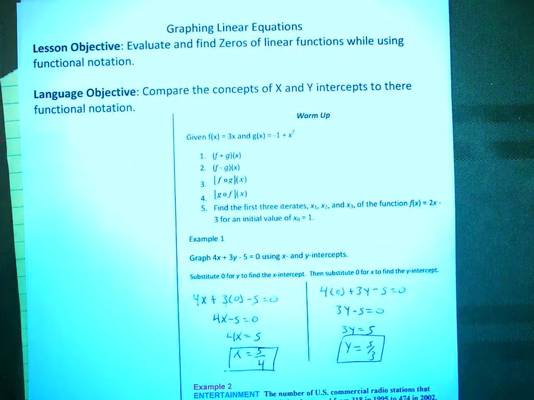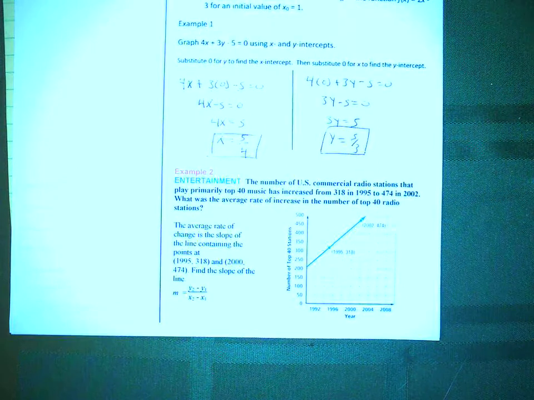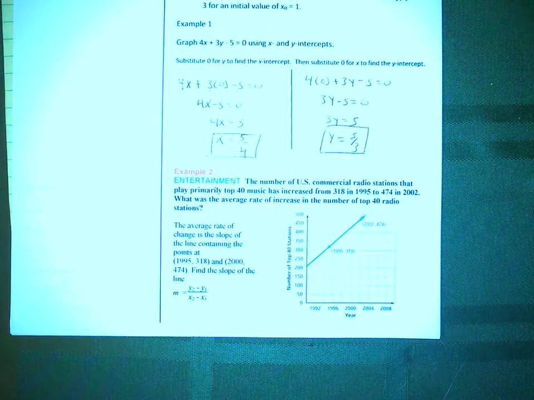Alright, not too terrible. Let's do a little word problem action now. The number of U.S. commercial radio stations that play primarily top 40 music has increased from 318 in 1995 to 474 in 2002. What was the average rate of increase in the top 40 radio stations?